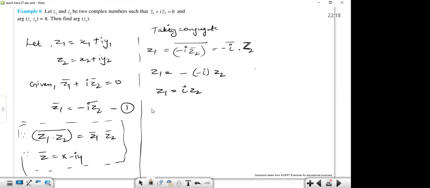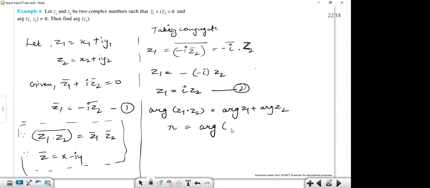Okay, let's discuss this. Argument of Z1 into Z2. Now we know it is a property simply like a logarithm. The angles will be added. This is equal to pi. Argument of Z1, now Z1 can be written as iota into Z2 using the second equation, plus argument of Z2 equals pi. Now this can be written separately because iota and Z2 are in product: argument of iota plus argument of Z2 plus argument of Z2. That becomes twice.